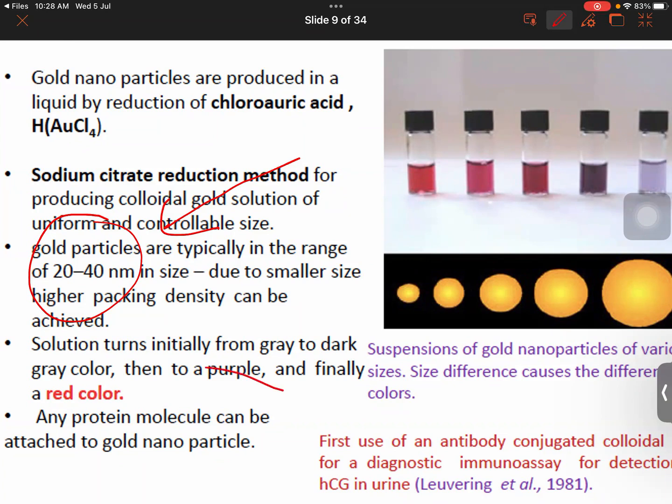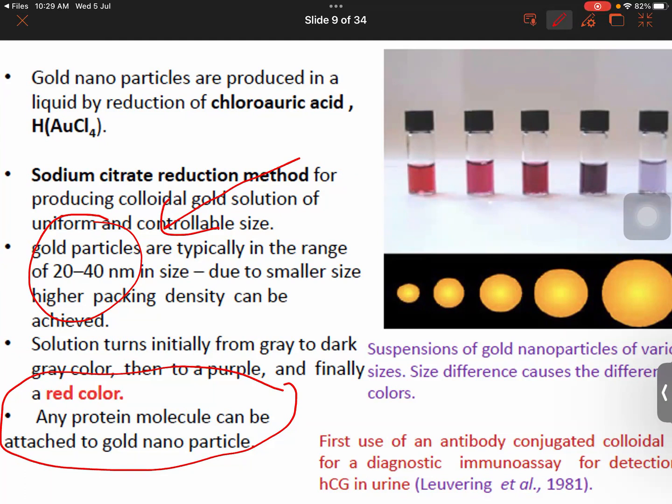Any protein molecule can be attached to gold nanoparticle, yes, because gold nanoparticles as well as silver nanoparticles are very easy to attach to biomolecules. Based on our experience, it does not require any linker. We can just mix together the antibody and the gold nanoparticle. We haven't done silver nanoparticle. We can just mix the gold and the antibody together. We don't need any special linker. We observe that this works for us.